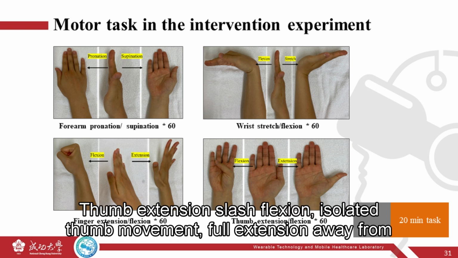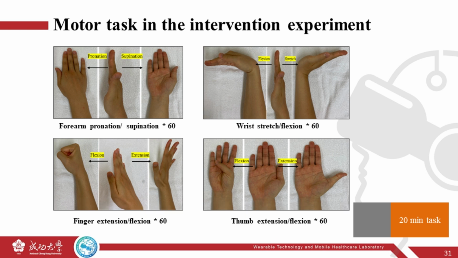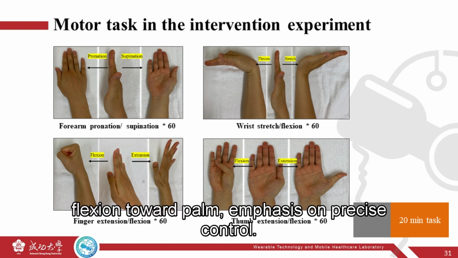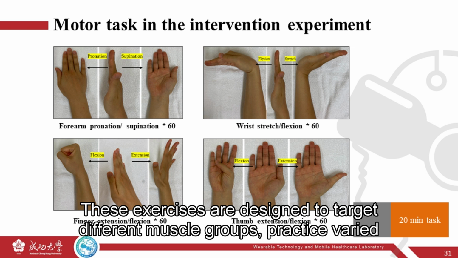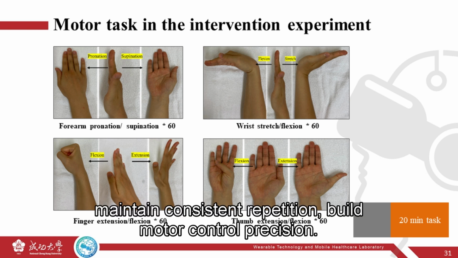4. Thumb extension/flexion, isolated thumb movement, full extension away from palm, complete flexion toward palm, emphasis on precise control. These exercises are designed to target different muscle groups, practice varied movement patterns, maintain consistent repetition, build motor control precision.